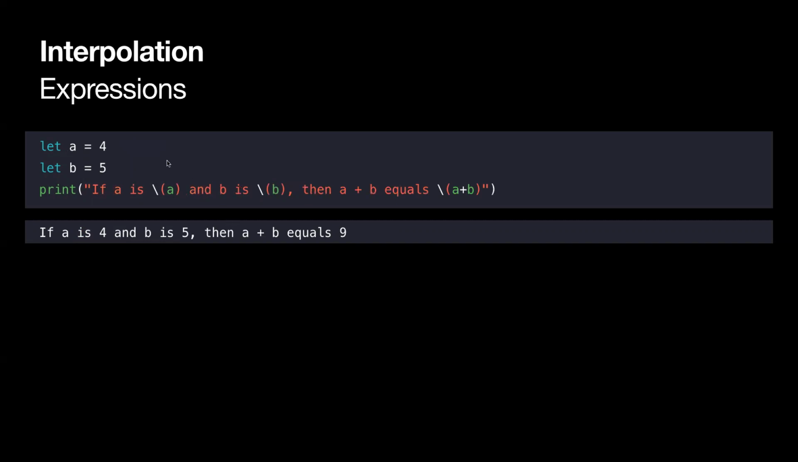And you could include expressions with the string interpolations. So in this case, you will have these variables A and B. If A is the value of A, which is 4, and B is the value of B, which is 5, then A plus B equals A plus B. So this one is treated as an expression, and it will calculate the result, and it will include it in the output as well.